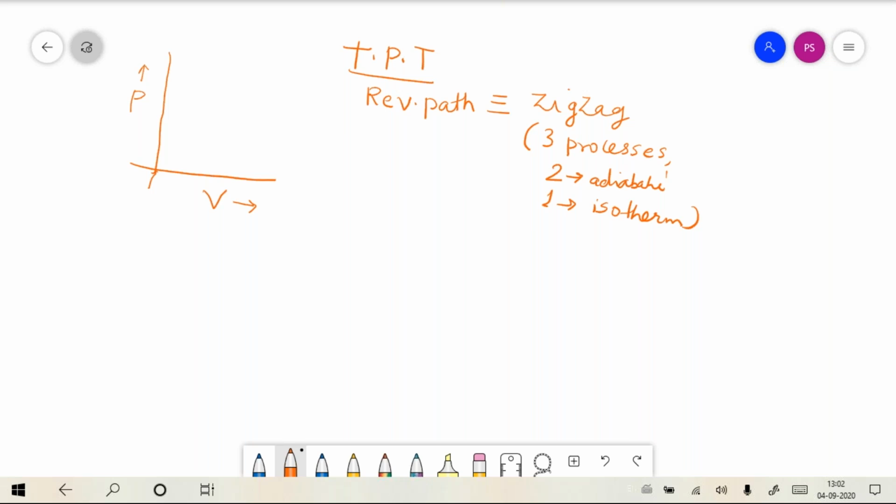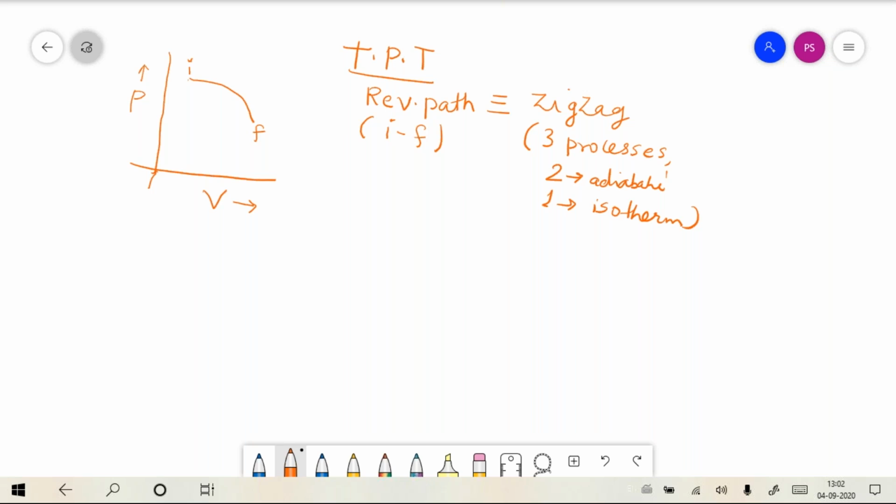Now let us say that this is the reversible path under consideration. Let me call this as some initial state I to final state F. So this reversible path is from I to F. Okay, this is the reversible path. Now what I want to prove is that this reversible path can be replaced by reversible adiabatics.